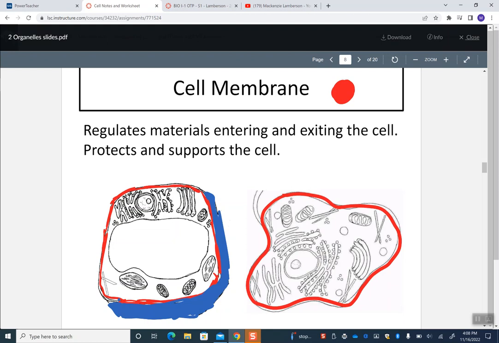You can see that I colored in the cell membrane red here, and both animal cells and plant cells have a cell membrane. So make sure you include that in both.